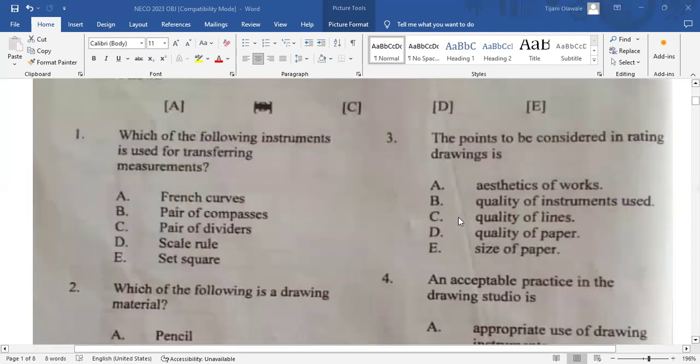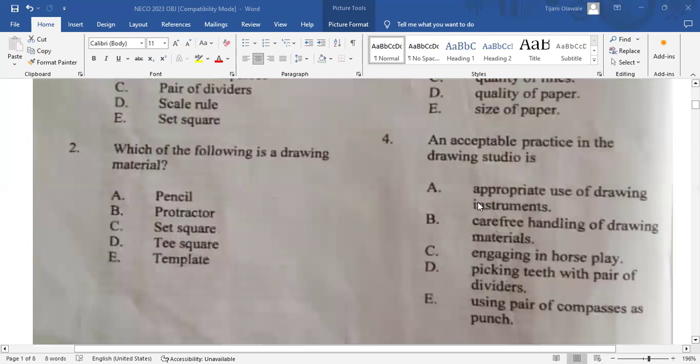The answer to this question is option A, pencil is a drawing material. Then we move to question 3. The point to be considered in written drawing is, option C is the answer to this question, quality of lines. Quality of lines, that is option C, is the answer to question 3.